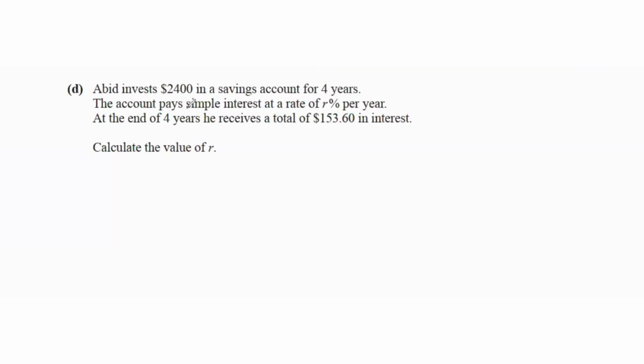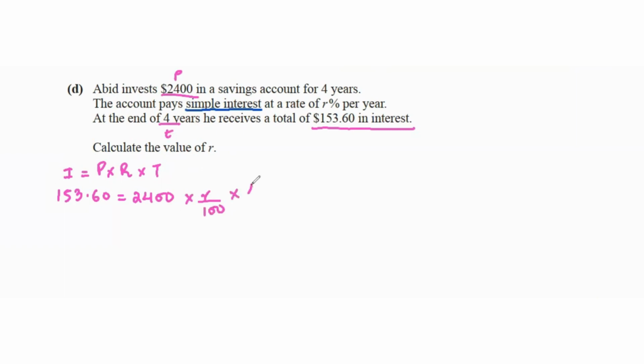So since it's simple interest, the formula we're going to use is PRT. The interest is given as 153.60. Principal amount is 2,400. Time is 4, and R is what we have to find. So this is going to be our formula, and we're going to solve this.